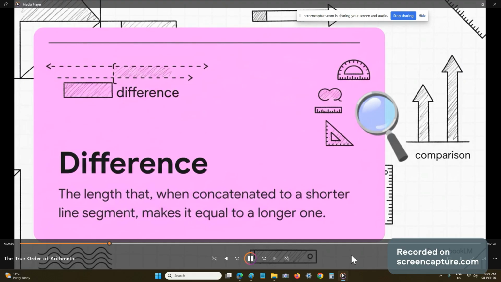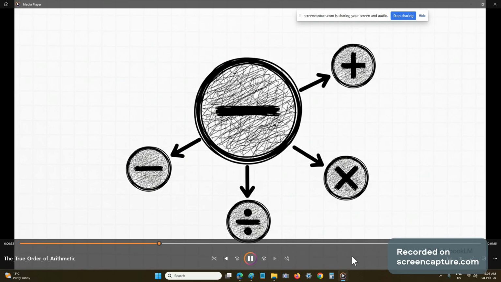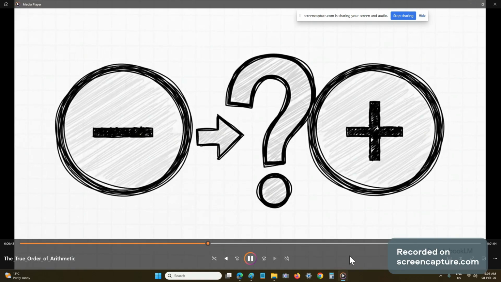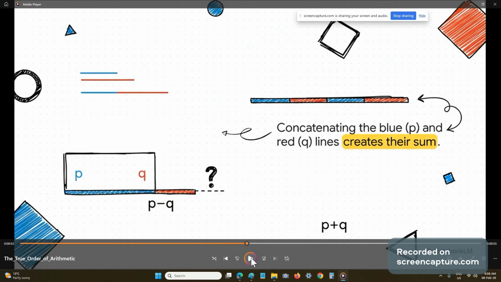Think about it geometrically. A difference is just the length you need to make two lines equal. You see, the difference isn't some abstract number. It's a real physical length you can measure. And from this one single concept, we can apparently build everything else. This gives us a strict order: subtraction, addition, division, then multiplication. Let's break that down. Okay, so first up, how in the world do you get addition from subtraction? Well, here's the trick. You define addition as simply subtracting a negative. And just like that, you put two.